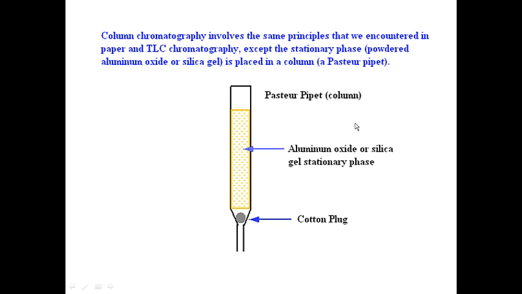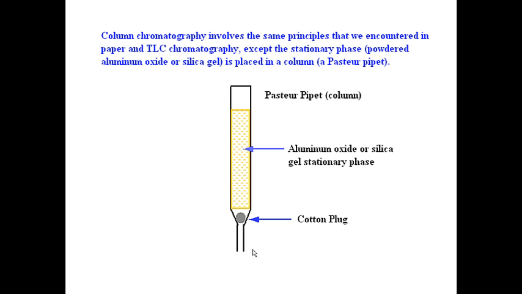In column chromatography, I'm going to take a column of that stationary phase. Usually it's the same silica gel that we use for our TLC plates, and I'm going to pass the material through that column of the stationary phase, and then hopefully the components separate, and then they come out the bottom of the column one by one so I can place them in test tubes.